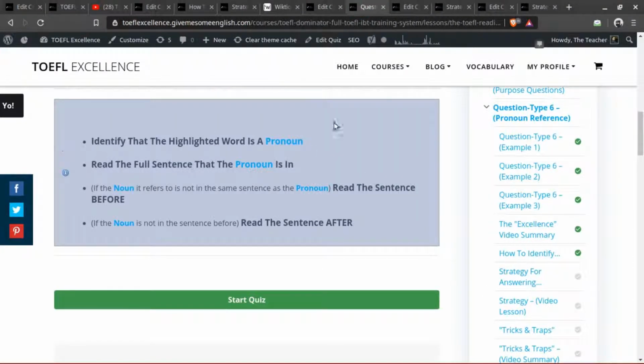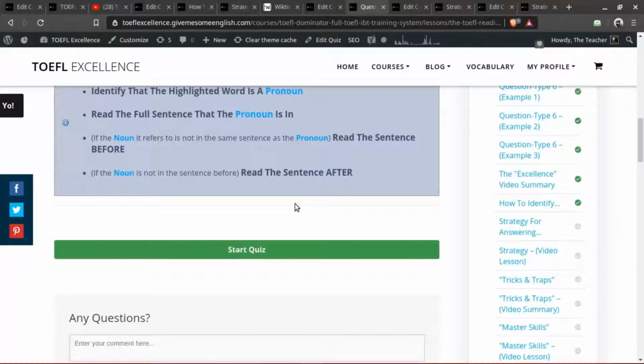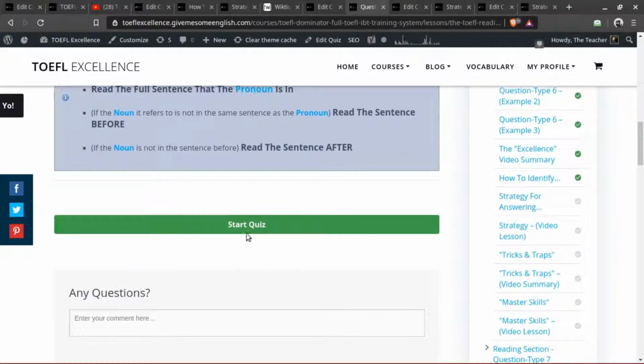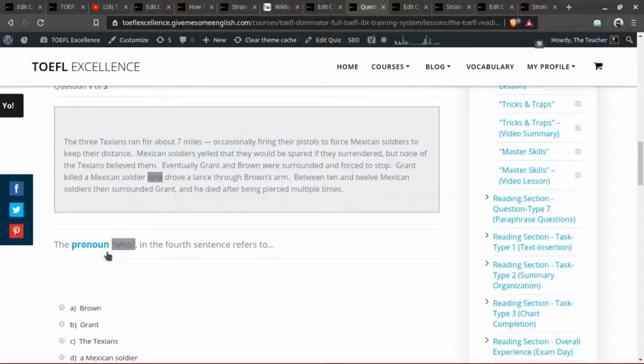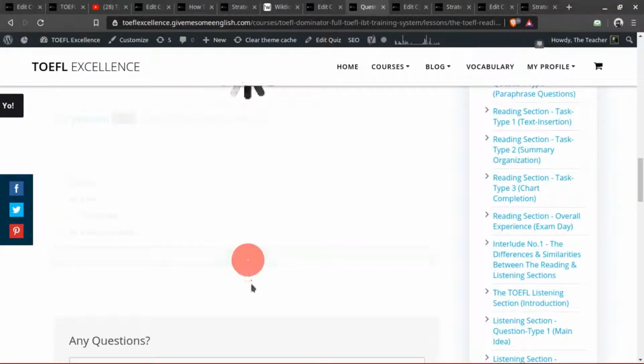All right, so as it states here on the strategy quiz, we do have a little reprinting of the strategy on all of the quizzes, so you can refer to that as you're going through it. So let's start. The pronoun who in the fourth sentence refers to, well, great, we don't even have to worry about finding the fourth sentence. We just go directly to the word in the reading passage. Go back to the beginning of the sentence. Grant killed a Mexican soldier who drove a lance through Brown's arm. Well, what does who refer to? It refers to the Mexican soldier. So that's the answer there. All right, pick it, move on.